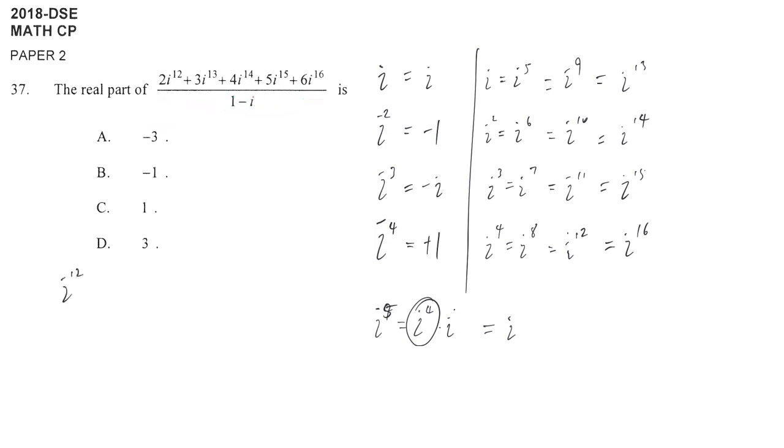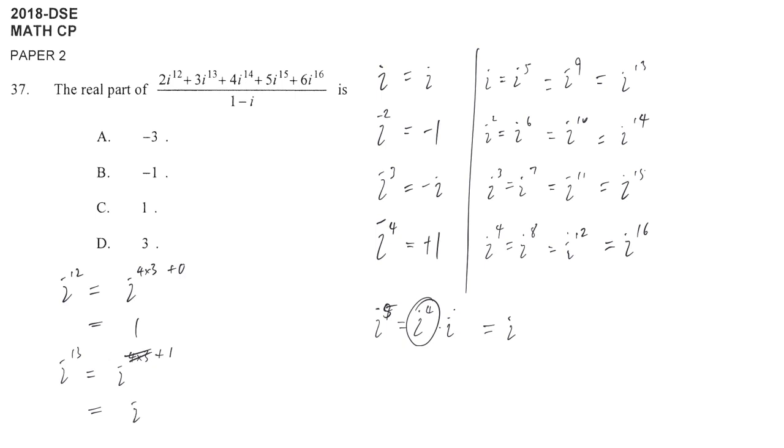i power 12 means i power of 4 times 3 plus 0, so this is equal to 1. i power 13 is equal to i power 4 times 3 plus 1. All the multiples of 4 in the power, you may just ignore, because it just goes back to the cycle, and this is i power 1.